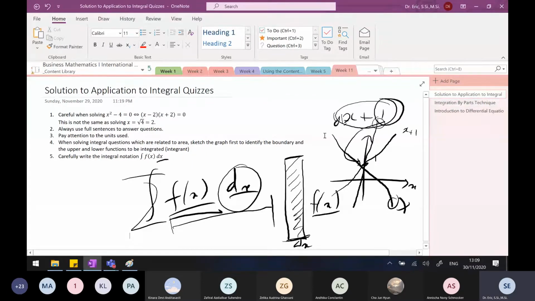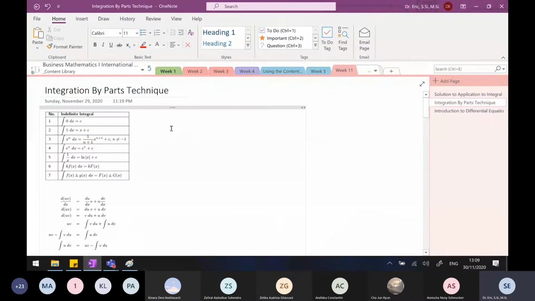Do you have any questions about the quiz? No? Then I would like to proceed to the integration by parts technique. This is the last technique.